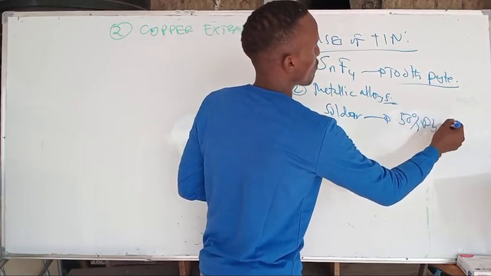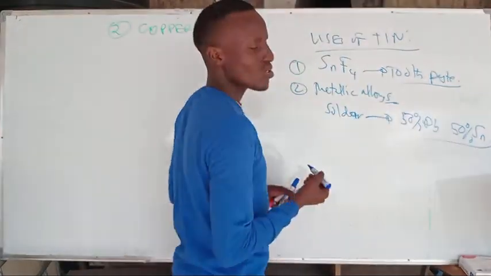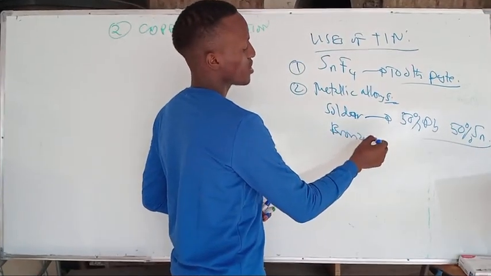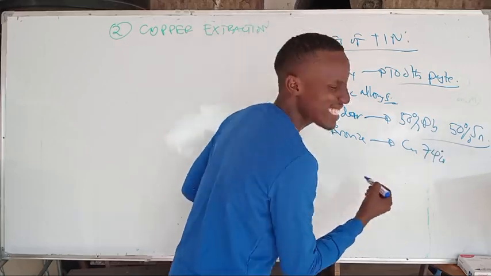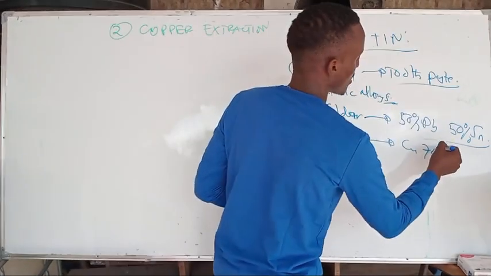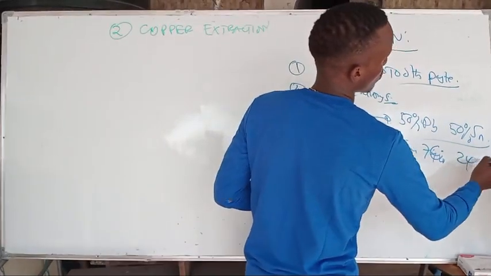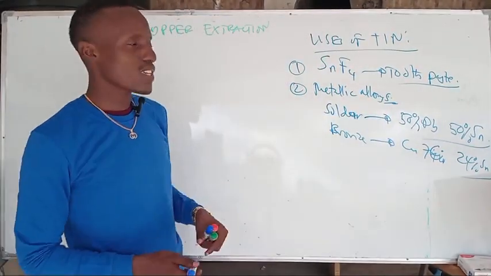50% lead and 50% tin. So that's the solder. How about, for example, bronze? Bronze also is a copper alloy. Copper about 76% and then tin about 24%. That's a metallic alloy. That's a metallic alloy.